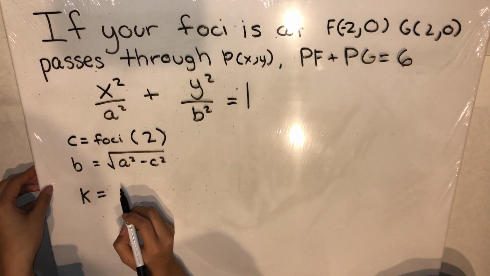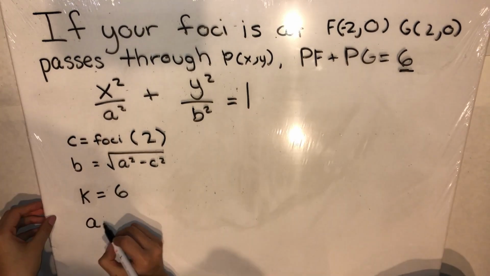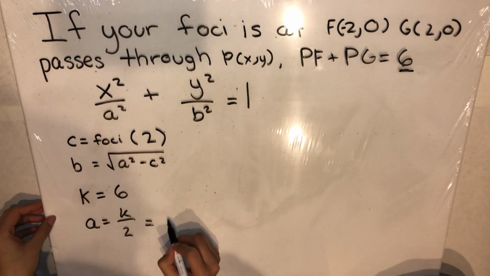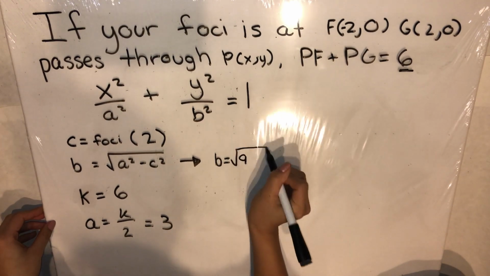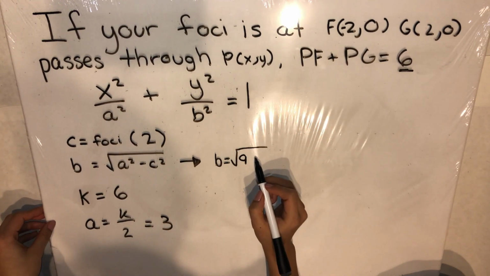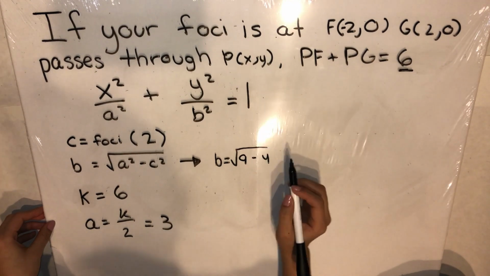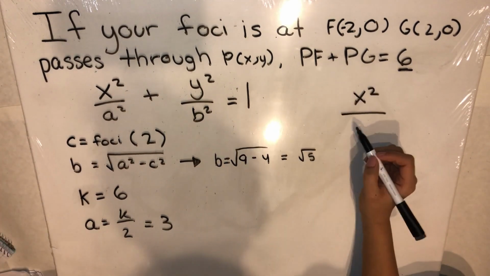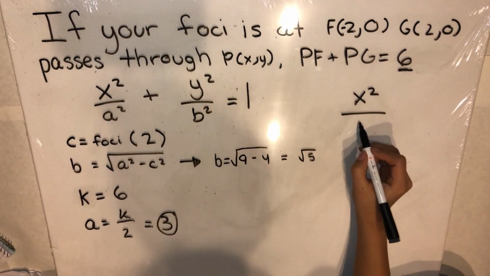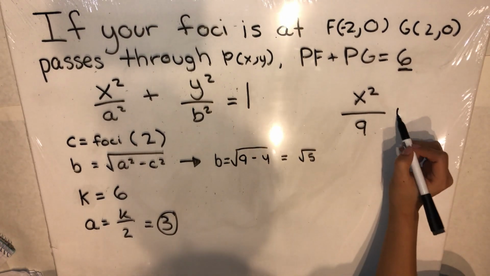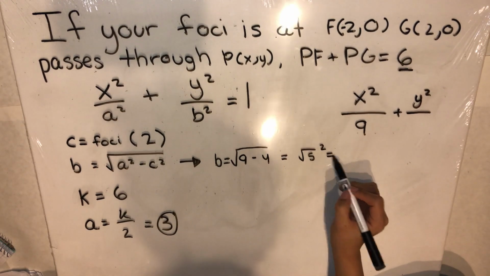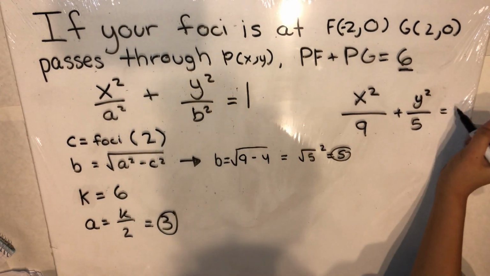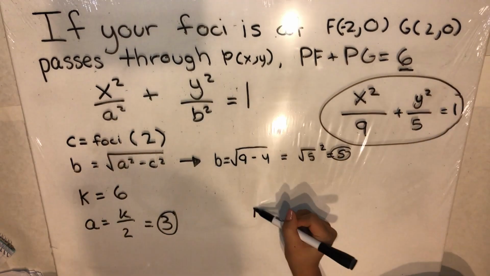K is equal to 6, which we got from here, and now we know what A is. So now that we have C and A, we can figure out what B is, which in this case is square root of 5. With this information, we can finally put it into our standard form equation. A is 3, thus meaning squaring 3 gives you 9. Now, squaring the square root of 5 gives us 5, thus meaning that is our answer.